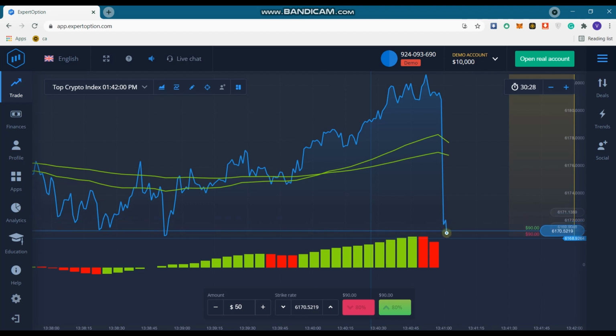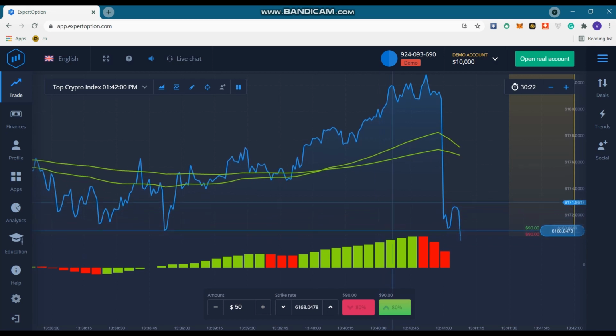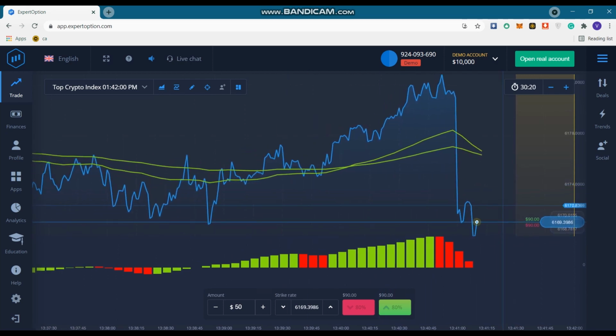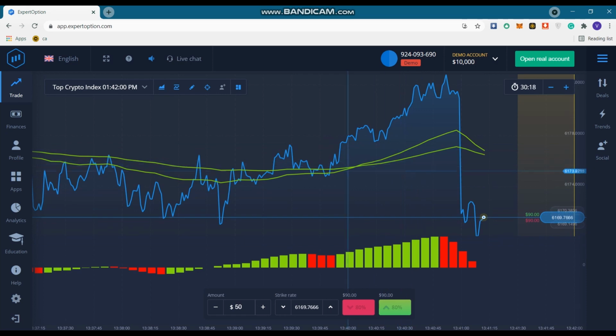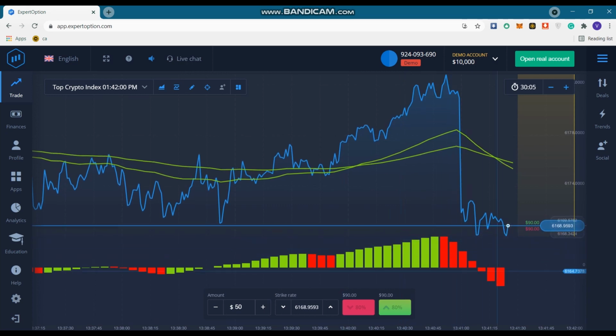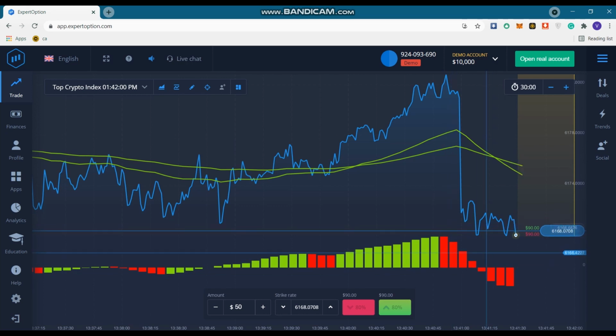Today I'm back with another expert option strategy. To this strategy, we need to add the awesome oscillator indicator. As you can see, I have already added the indicator. If you don't know how to add it, simply go to the indicator tab and select the awesome oscillator and add it. Keep the default settings. I also added the two moving average lines. If you want to know how to add these moving average lines, please watch my previous videos.